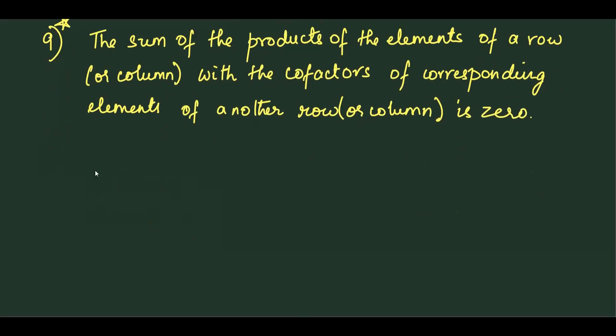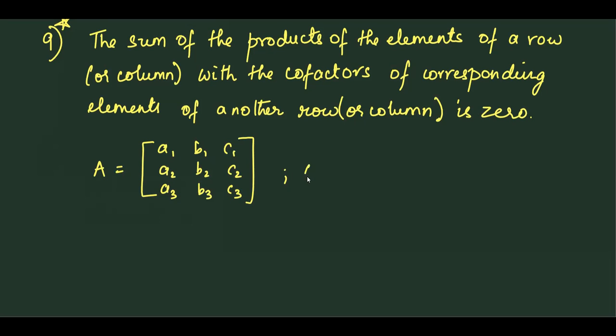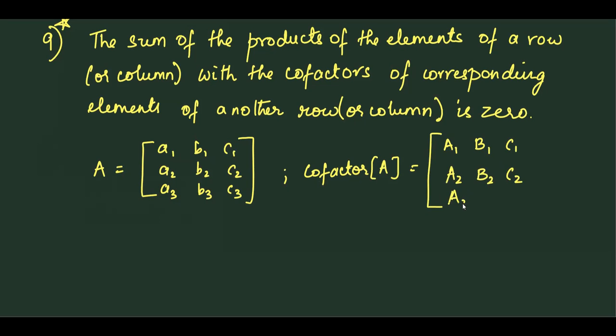Okay, this is matrix A: A1, B1, C1, A2, B2, C2, A3, B3, C3. Now, cofactors of A. Cofactor matrix I'm writing. So, all cofactors: cofactor of A1 is capital A1, B1, C1, A2, B2, C2, A3, B3, C3.